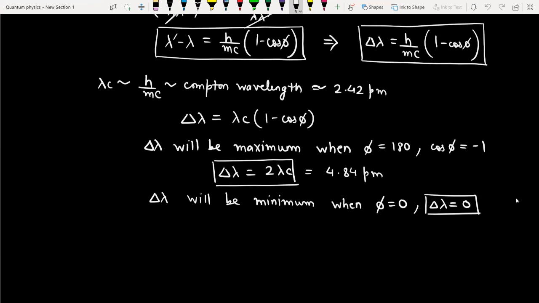And when phi is 0, that is when the incoming photon goes straight along the x-axis, that is, the scattered photon does not get deflected, that is the time when this change in wavelength will be 0, it will be minimum. So this is what I wanted to explain about the Compton effect.